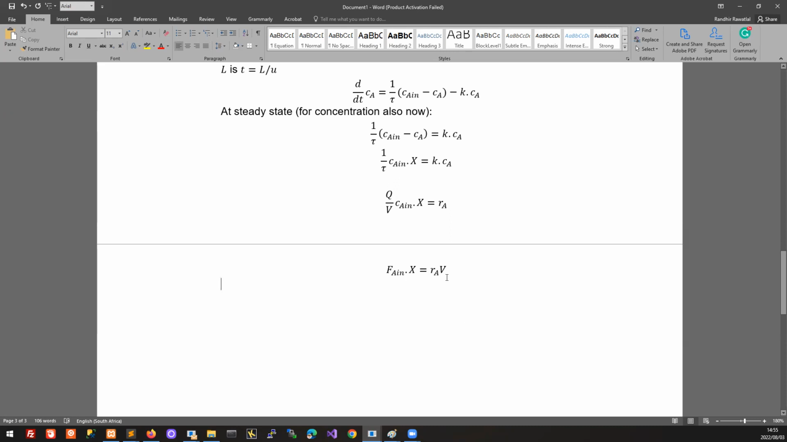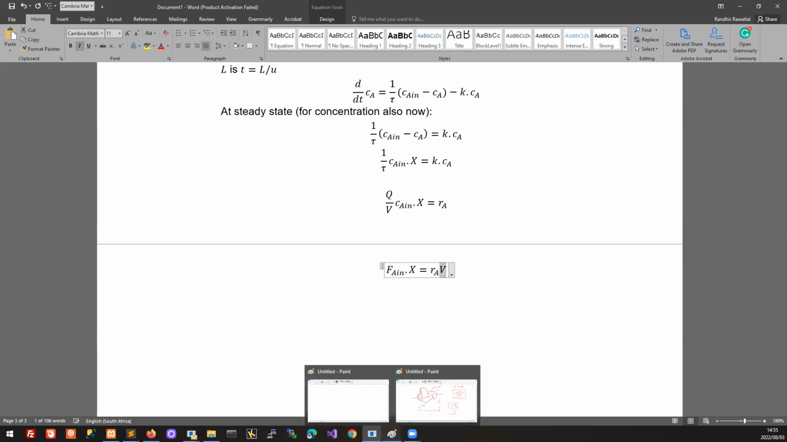And so our design equation for the CSTR is as simple as this. It's saying to us that if we want to achieve a conversion of X, so let's say we want 80% conversion, and we want to do that at a certain productivity rate, or if this is our molar flow rate, then we just multiply those together, and then we divide by the reaction rate, and then that gives us the volume of the reactor that we need.